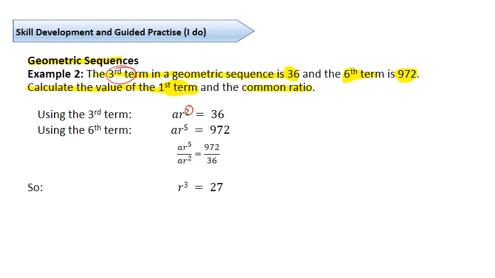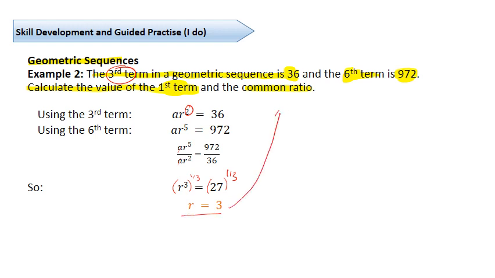Simplifying this, my A's cancel out with one another, and remembering my inverse laws, R to the power of 5 divided by R squared is just R cubed. 972 divided by 36 is just 27. To solve this, I need to take the cube root of both sides, or what I really need to do here is raise both sides to the power of 1/3. Doing this makes the R by itself, and I should get R equals 3.